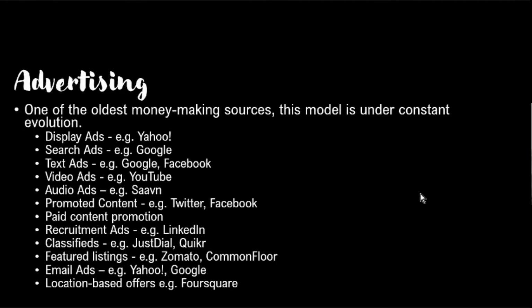So first, let us discuss advertising, one of the oldest money-making sources. This model is under constant evolution, with the general internet population having access to ad blocking tools. So the industry has gone on to employ complex and creative methods to stay relevant. For example, display ads that we see on Yahoo, search ads like Google, text ads like Google and Facebook. We also have video ads from YouTube.